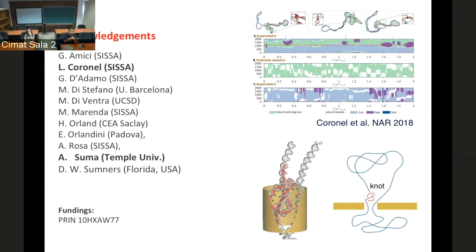Is it possible to use this technique to detect what type of knots, or for example, how complicated the knot is, just by changing the size of the pore?